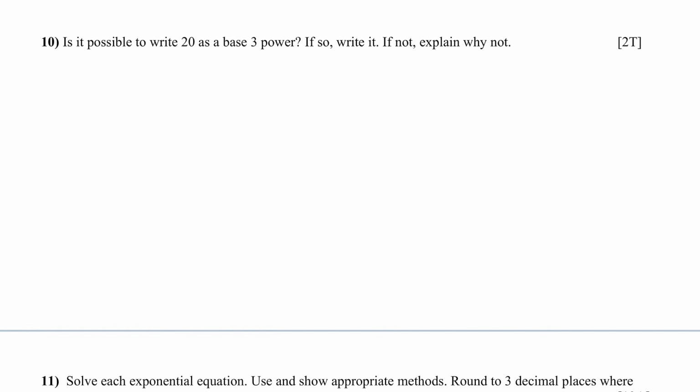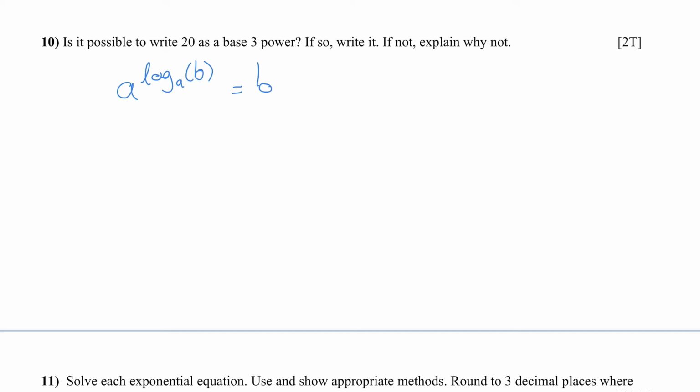It says, is it possible to write 20 as a base 3 power? If so, write it. If not, explain why not. Now, this question's good because you should know that it's possible to write any positive number as a power with the base of any other positive number. So it is definitely possible to write 20 as a base 3 power. I can use the logarithm rule that tells me that a to the log base a of b equals b.